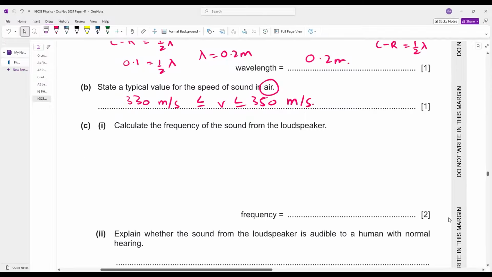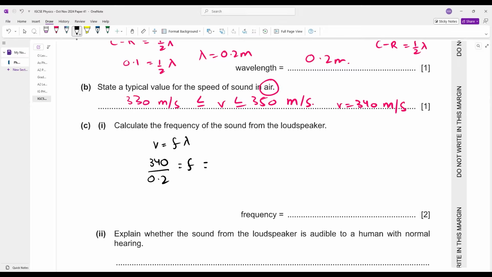Calculate the frequency of the sound from the loudspeaker. Okay. Let's say यहाँ पे मैं velocity की value consider कर लेता हूँ 340 meters per second, which is in the middle. You can write anything from 330 to 350. Now you have to calculate the frequency of sound. You will apply v equals f lambda. What is my velocity value? 340. What is my wavelength value? 0.2. What will your frequency come out to be? निकाल लो. 340 divided by 0.2, the frequency comes out to be 1700 hertz. Simple.